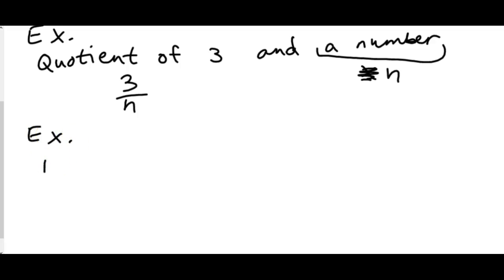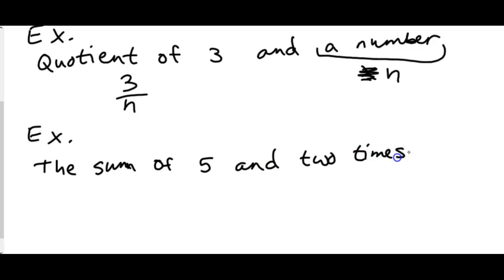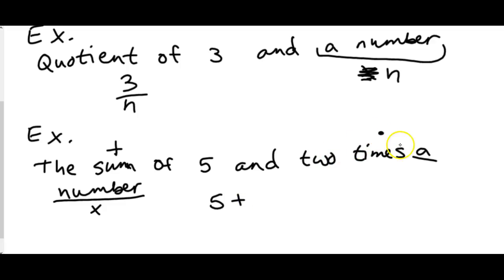The sum of 5 and 2 times a number. This time we have multiple math operations going on. We say sum is addition. We say 2 times, that's multiply. We know a number means variable. So sum of 5, so 5 plus 2 times a number, so 2 times x.